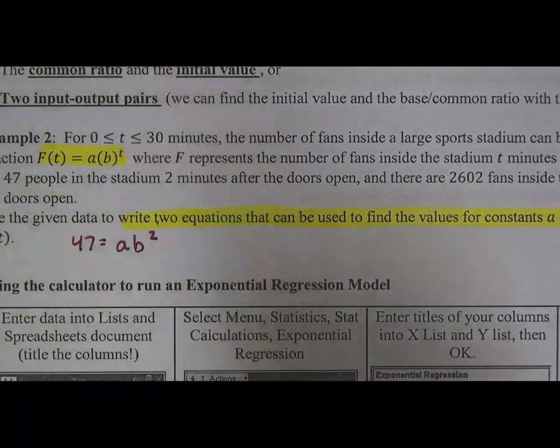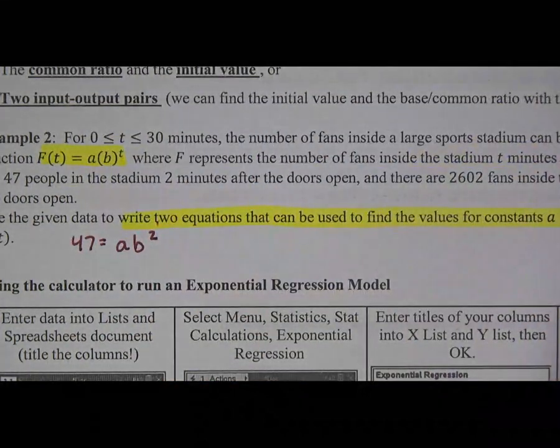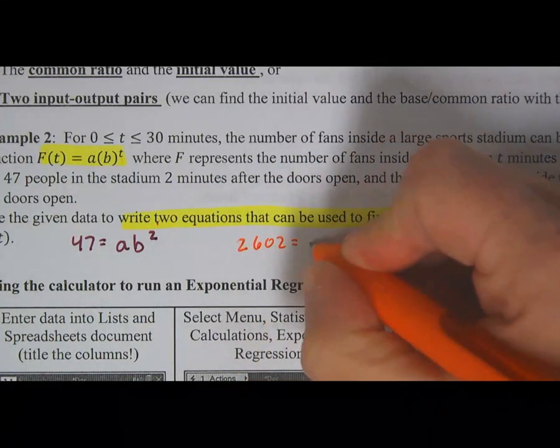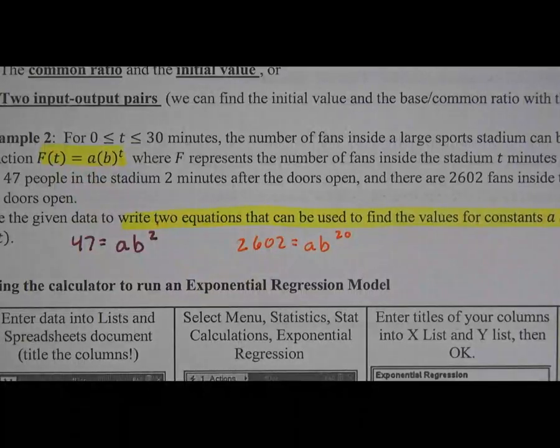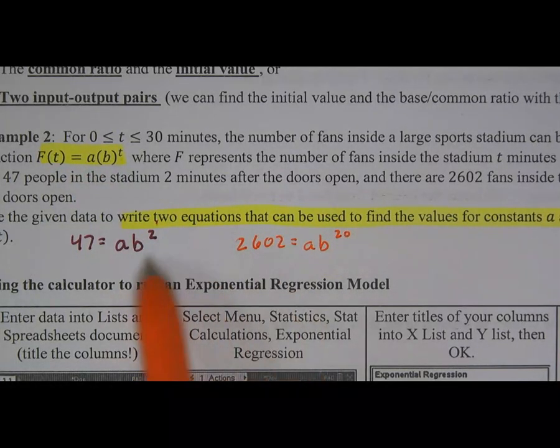That means that I can create another equation. When t is 20 minutes after the doors open, the number of fans is 2,602. Now on the test last time, you had to actually just get those values from a table. It wasn't really even a word problem. It was just out of a table. Okay? Your input and output values. But anyway, it's kind of similar to what you saw.